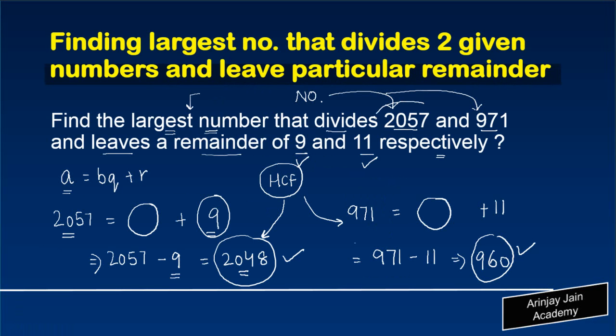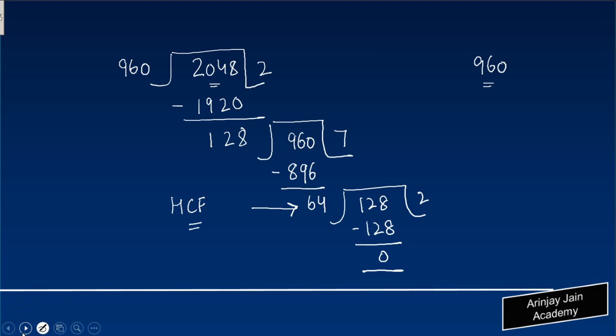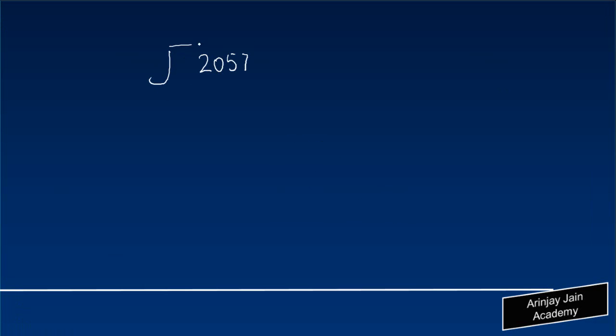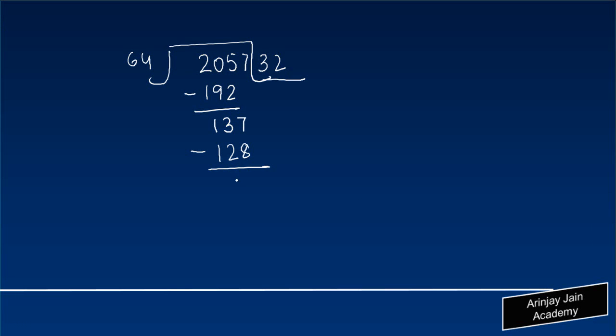In other words, when 64 divides 2057 and 971, it leaves a remainder of 9 and 11. You want to check this out? Let's do that. So we have 2057, and this has to be divided by 64. 64 times 3 gives you 192. Subtract this, 137. Times 2 gives you 128. 137 minus 128 will give you 9, the remainder.